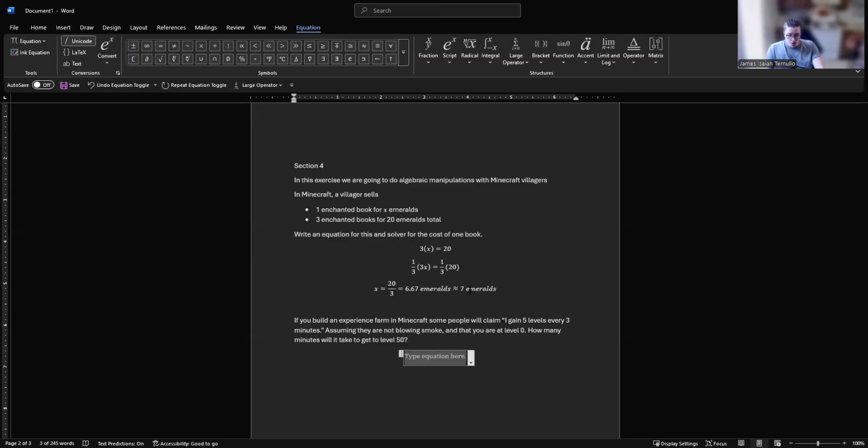So we want to know what level we're going to be, and since we don't know, that's our variable. We're told that we start out at level 0. So the final level is equal to the level you start out at plus what this person claimed, 5 levels every 3 minutes. Now we want to know how much time is involved, so we're going to put in a second variable t.